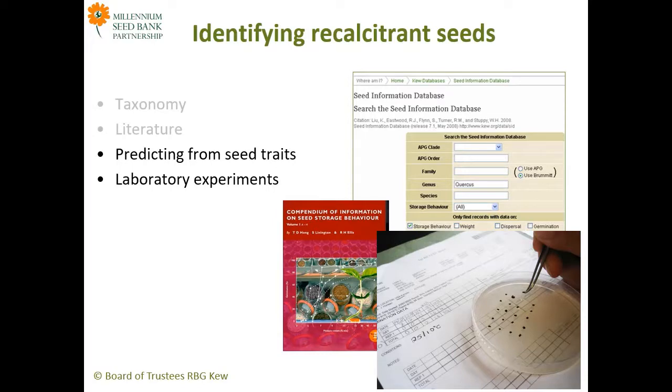But what do you do if your target species isn't in SID and the family that it's in doesn't really show, you know, one way or another? If we know the species' physical attributes and a bit about its ecology, we can actually use a prediction to see how it will behave in storage.